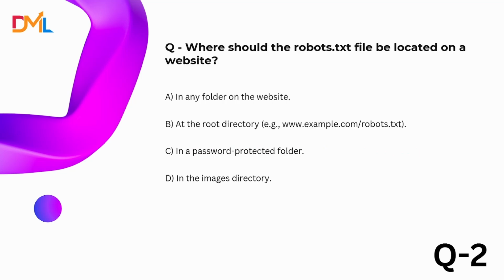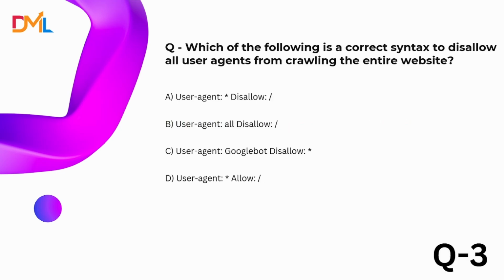Second, where should the robots.txt file be located on a website? Answer B, at the root directory. The third question is, which of the following is the correct syntax to disallow all user agents from crawling the entire website? Answer A, User-agent: * and Disallow: /.